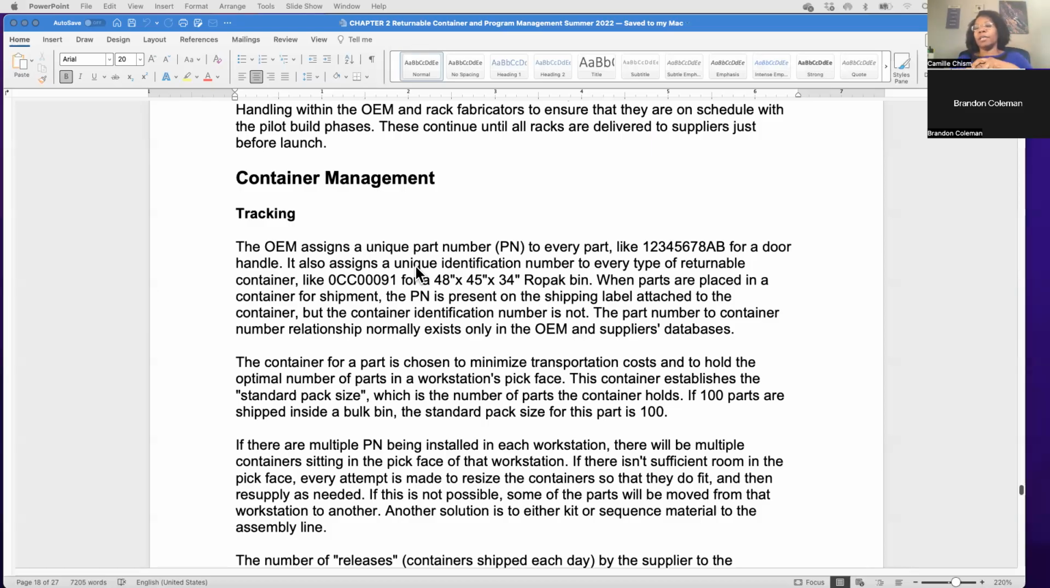And depending on how that company's set up, they also could have the packaging attached to it. So you see the part number for the pack in there as well. And if there's dunnage or any sort of inserts or anything, that would be listed as well.